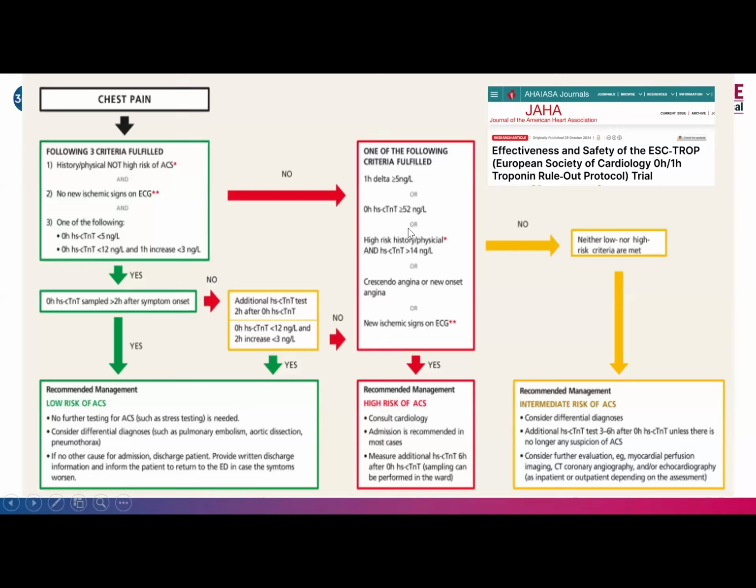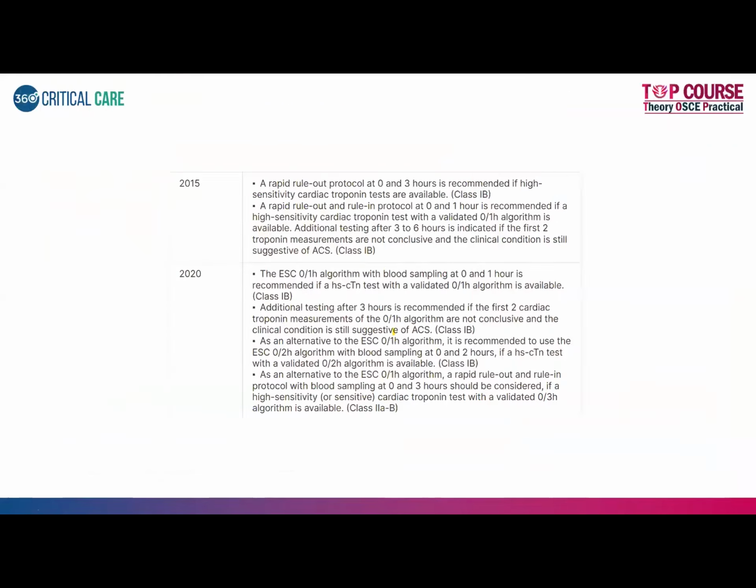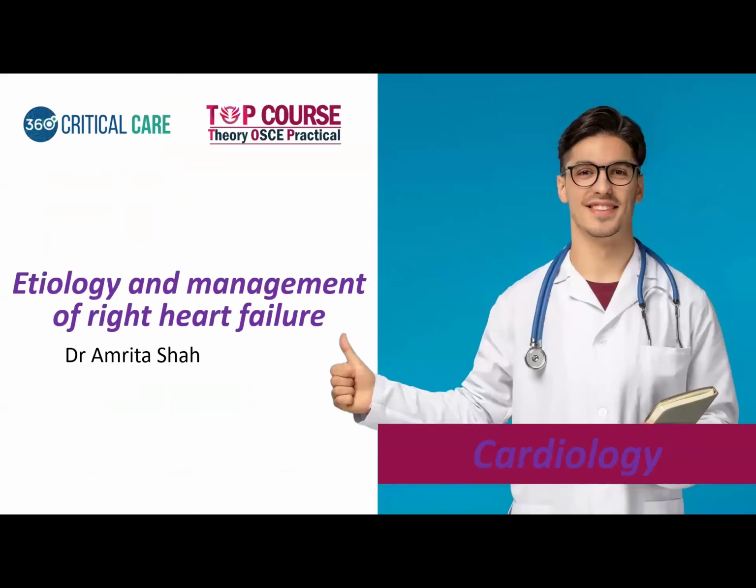If there is a high chance of an ACS, you can repeat after 6 hours, and if there is an intermediate chance, repeat after 3 hours, 3 to 6 hours. Okay, I hope I'm clear on this.